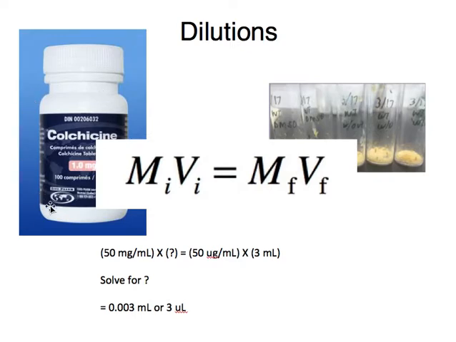The stock of colchicine that I make in the lab is 50 milligrams per milliliter. I could say to you, I want you to treat the flies with 50 micrograms per milliliter. Your food is 3 milliliters. These are things that we already know. But the thing that you don't know is what is the volume that you should put into the food. So you can solve for the question mark, Vi, and what you get is 3 microliters.